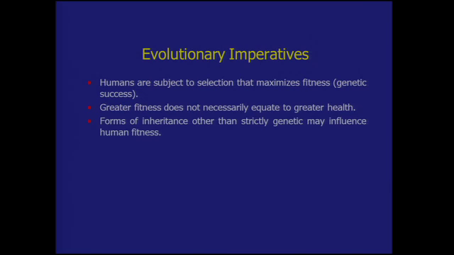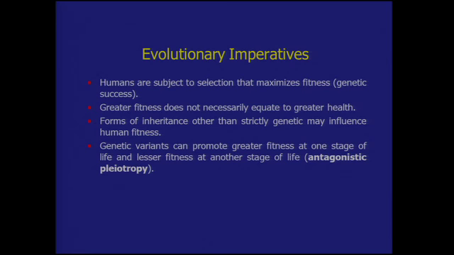Forms of inheritance other than genetic may influence human fitness. So what you pass on to your children through cultural means can be just as important in making them fit in an evolutionary sense. So that's another interesting wrinkle or complication.